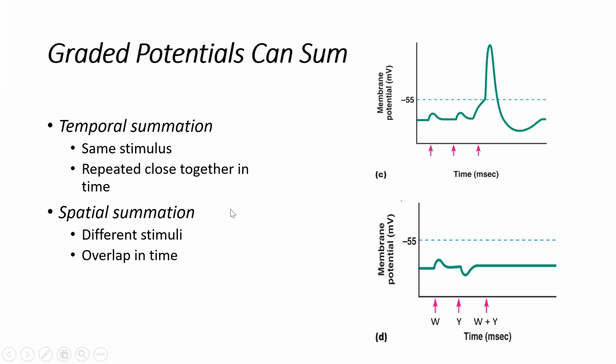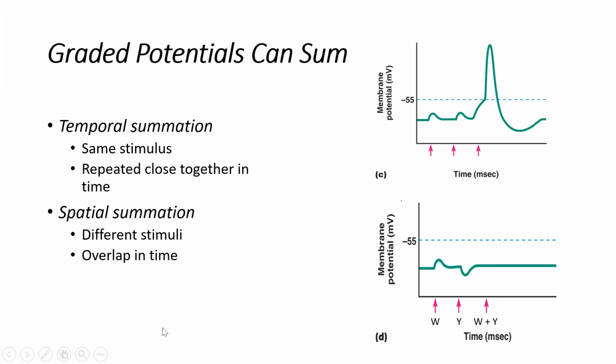Now, graded potentials also have the ability to sum. We have temporal summation, which is the same stimulus that's repeated close together in time. So if we have different stimuli coming in on different neurons, synapsing onto that soma, if they're close enough in time, we can simply add them together, right? If we have this stimulus coming in at one site, and this stimulus coming in at one site, and we add those two together, that would constitute a negative 55 threshold change, and that would allow us to fire an action potential. So that is temporal summation, summing stimuli together if they're close enough in time.